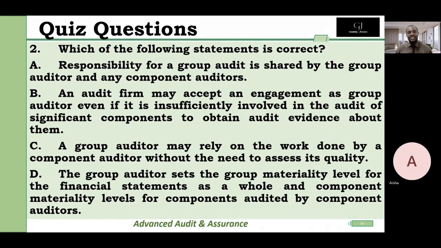The answer is D. Which of the following statements is correct? The group auditor sets the group materiality level for the financial statements as a whole, and component materiality levels for components audited by component auditors. Exactly. So A is incorrect. A says responsibility for the group audit is shared by the group auditor and any component auditors. No, the group auditor sets the group materiality and he's the one that provides direction and supervision. Remember, we said that in the lecture. He's the one that directs and supervises and determines materiality. So take note of that.